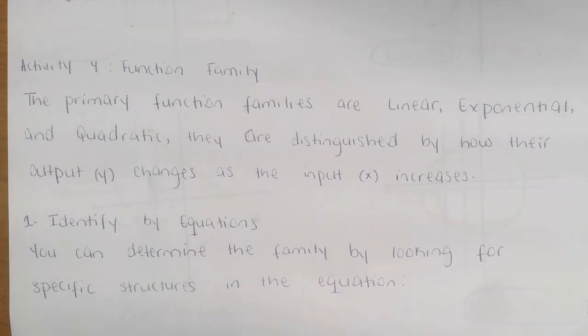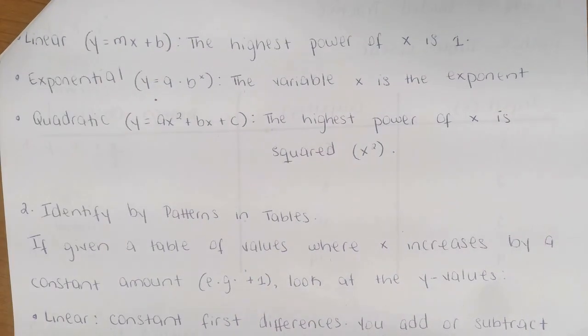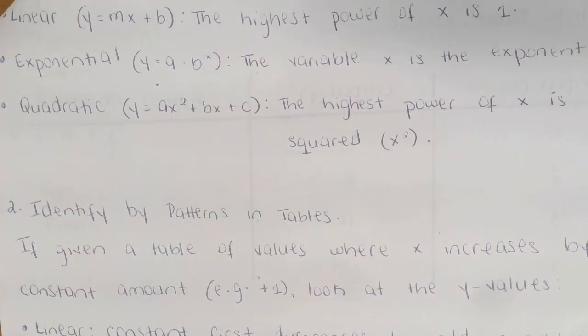So for the first one, identify by equations. You can determine the family by looking for specific structures in the equation. So if you're given an equation as y equals mx plus b, then you know that's a linear function. If you're given an equation with y equals a times b and the little x is in the exponent area, then you know that's an exponential function. And if your equation is y equals ax squared plus bx plus c, then you know it's a quadratic function.